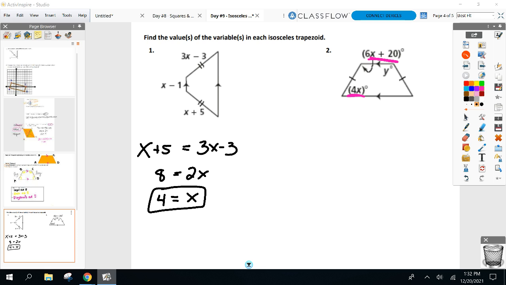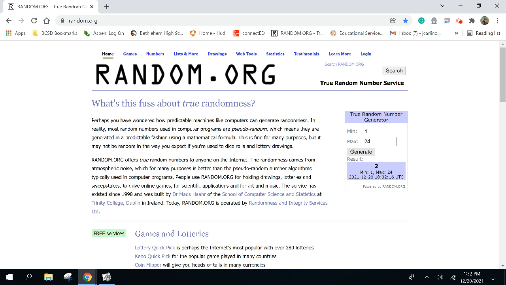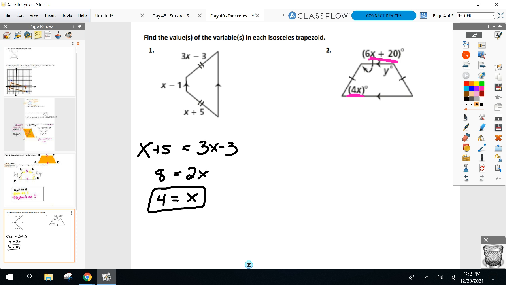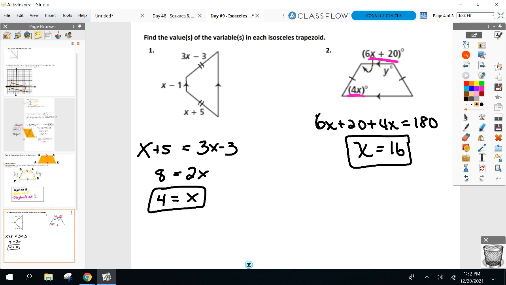All right. So on this one here, let's start with number 2 today. How are we going to set up an equation to solve for x? We just talked. Same side interior angles are supplementary. What did you get for x, Matt? 16, there we go. Any issues, questions? All right, how do I use x now to get to y?